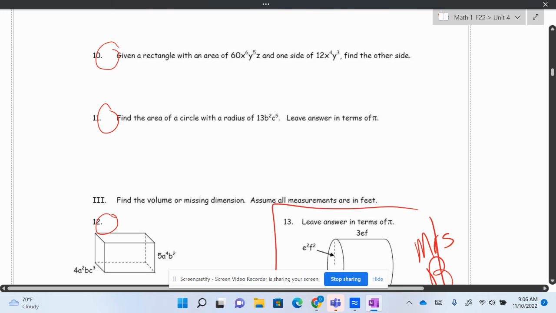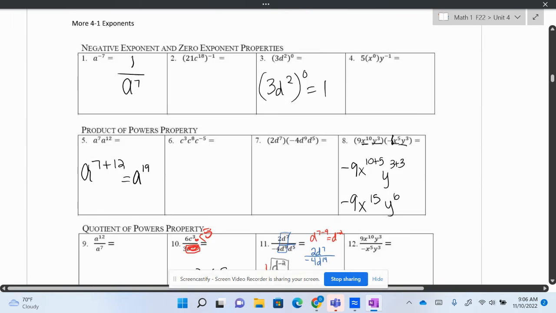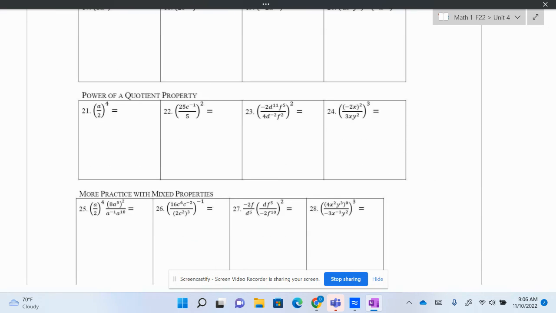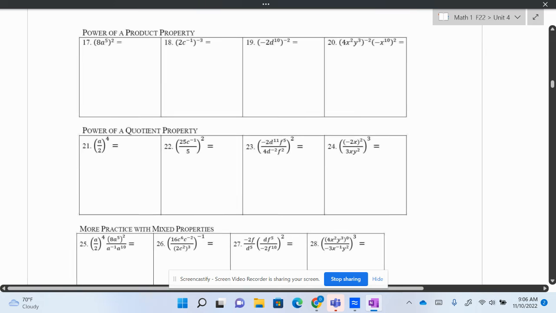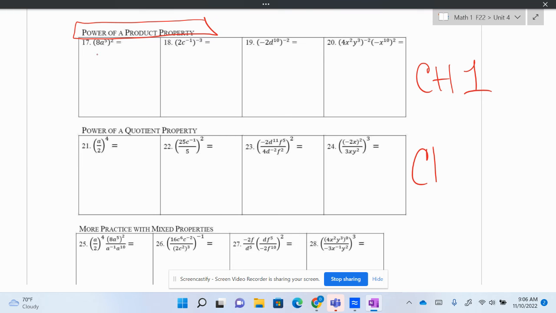Thank you. Okay, let's keep going. So we kind of went through this. I want you to choose one from the power of a product. Choose one. I don't care which one. So 17, 18, 19, or 20. Choose one to do. 21, 22, 23, 24. Choose one. Does that make sense? You pick. I'll do them all. You just pick one.